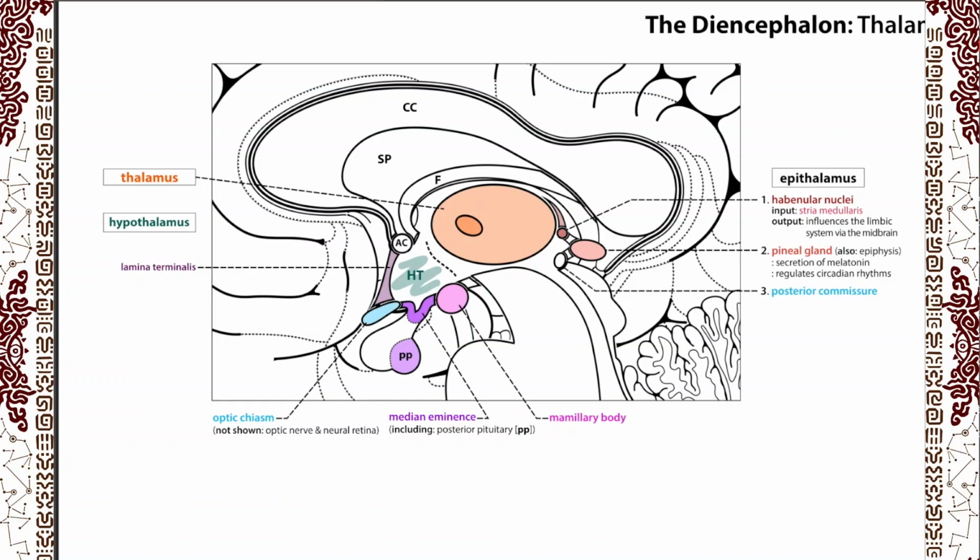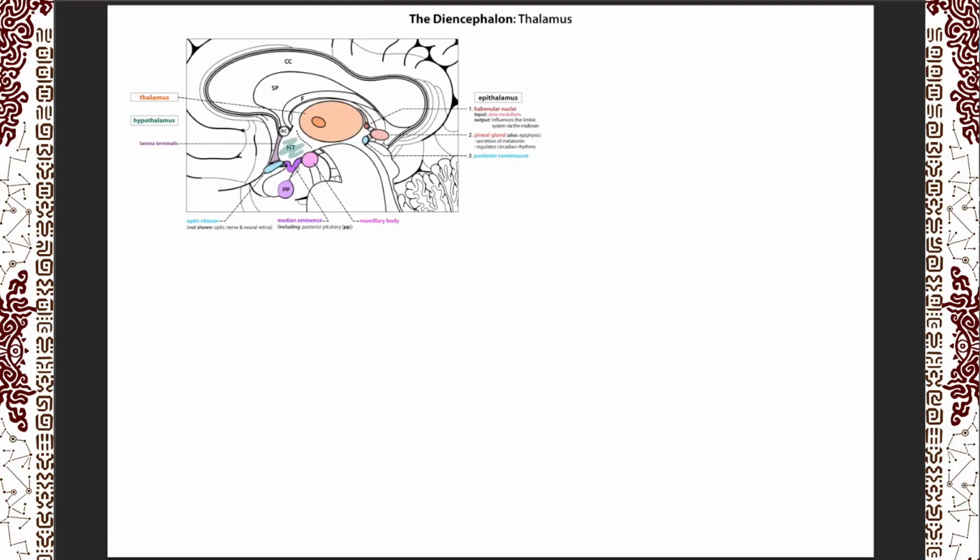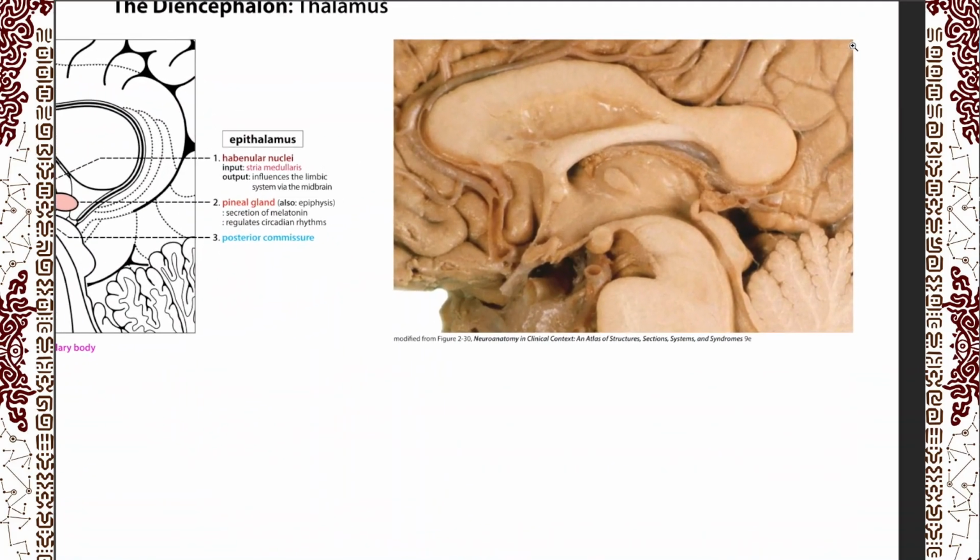This brings us to the posterior commissure, which plays a role in visual reflexes. We'll see the posterior commissure again when we talk about the visual system. That completes our illustration. Let's review these same structures on a gross mid-sagittal section of the brain.